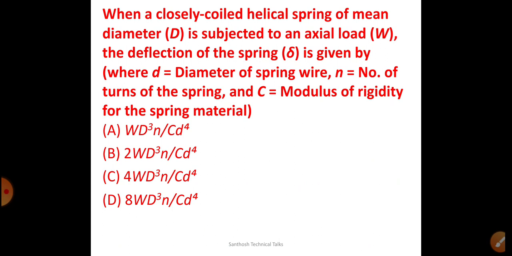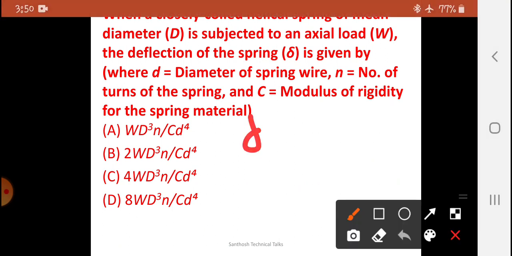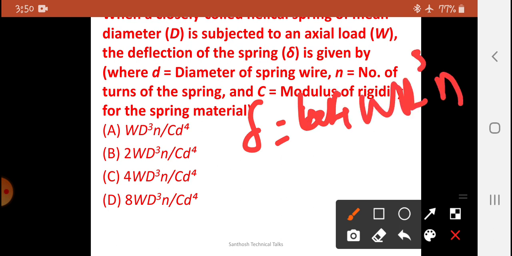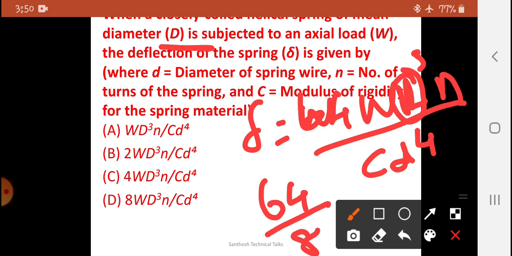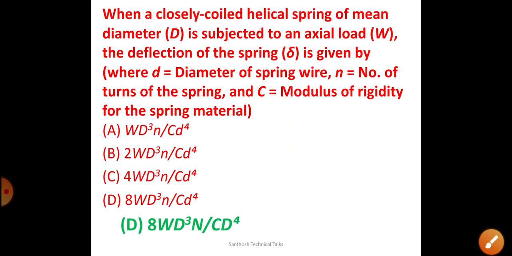So next question, very superb question, they are asking about the deflection of this spring. So the deflection is 64 W R cube N divided by C d power 4. Here they are giving a capital diameter, so D is the capital diameter. Instead of capital R, we put a D. Then 64 divided by 8 will become 8. Therefore 8 W D cube N divided by C d power 4.